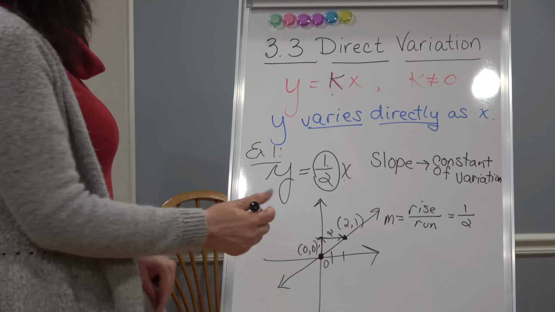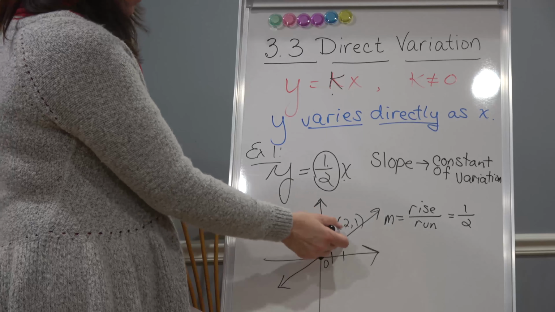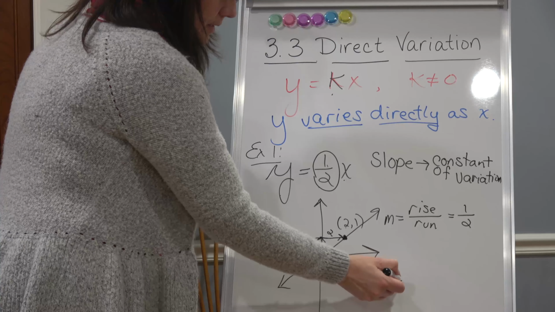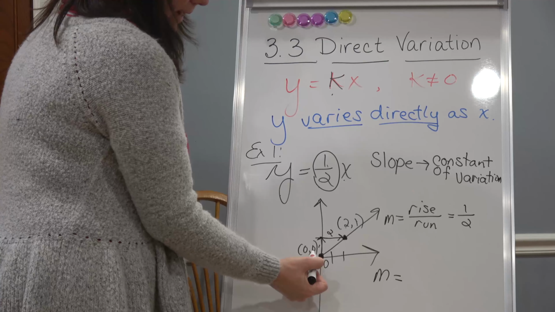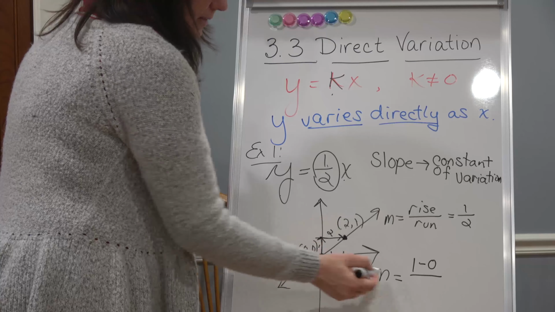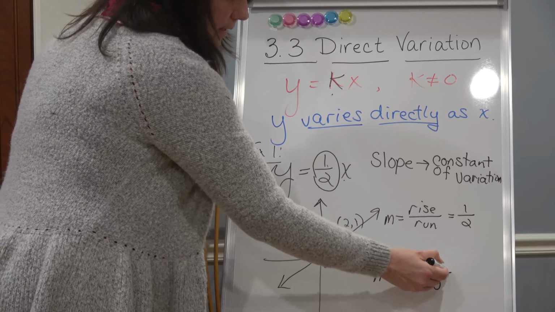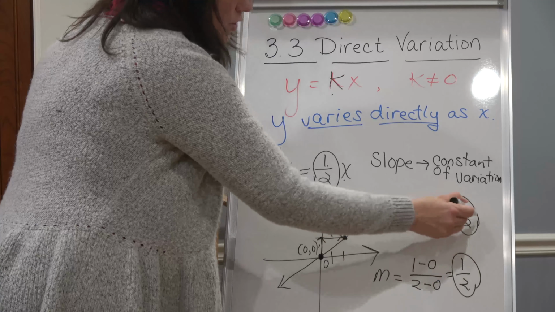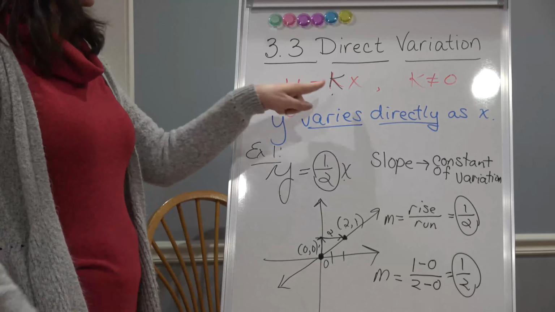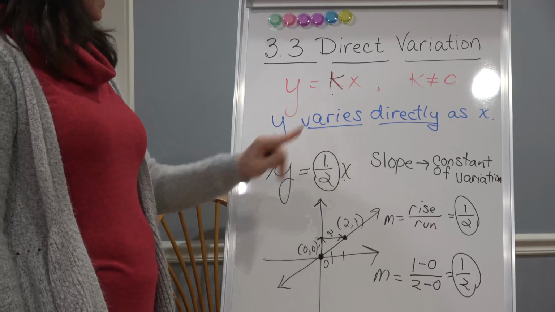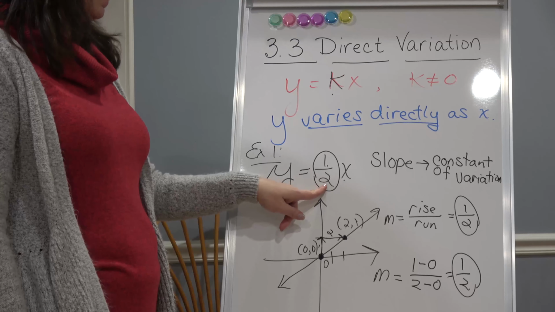Okay. We could have found the slope here by using our slope formula, right? If you want to check that out, right? The slope is equal to, we could subtract the y's, 1 minus 0 over 2 minus 0. And of course we get the same answer, okay? So this just confirms that the k in the direct variation equation is the same as the slope.